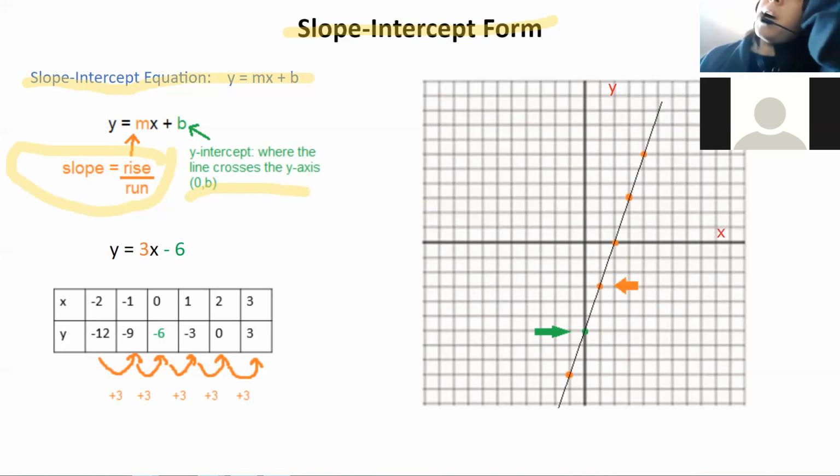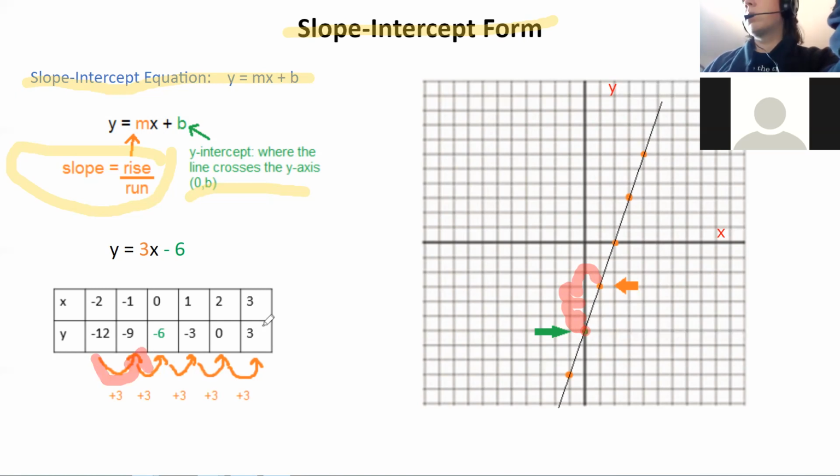Okay, so the y-intercept is where it crosses the y-axis. It's when your x value is 0. And it's what you plot first. So you're going to put a dot for that y-intercept, and then you move according to your slope. We go up 3, right 1. And 3 is the change or the ratio between your table.